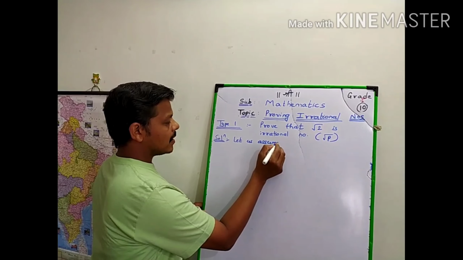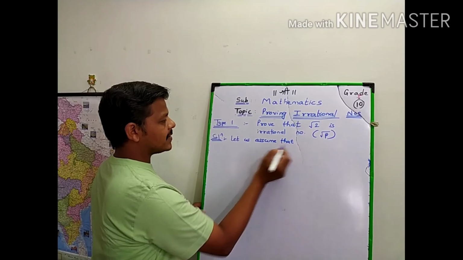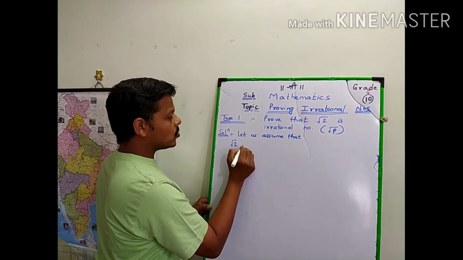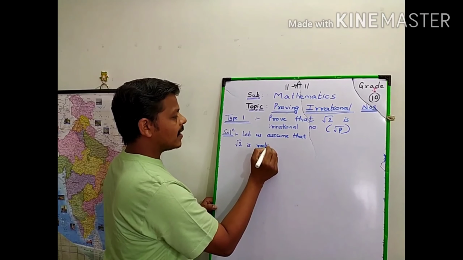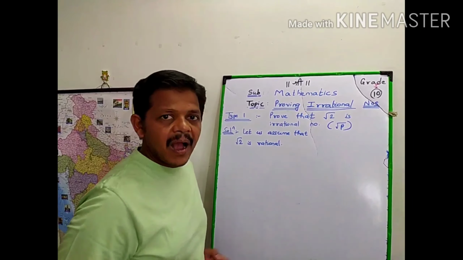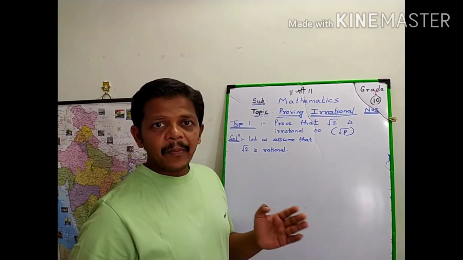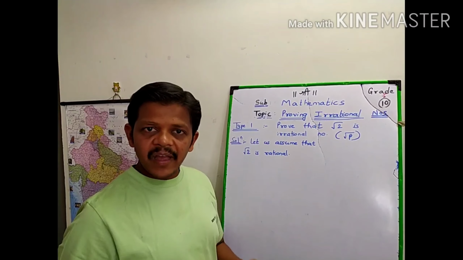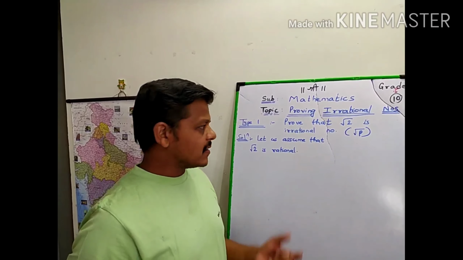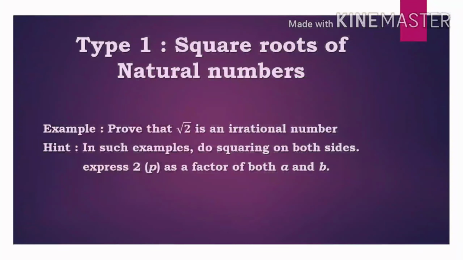Let us assume that root 2 is rational. And if root 2 is rational, how can we express root 2? Root 2 can be written as a upon b or p upon q, where they both are co-prime integers. Very quickly I'll write down the statement over here.